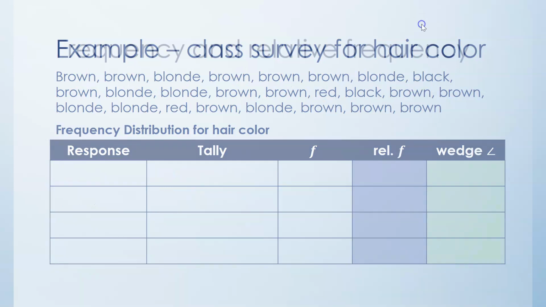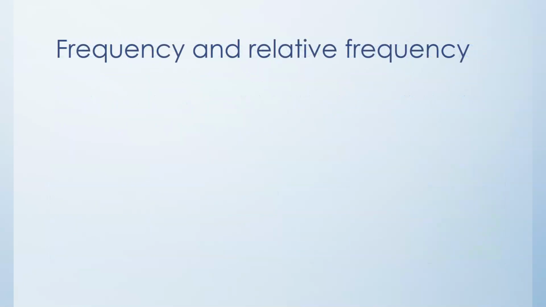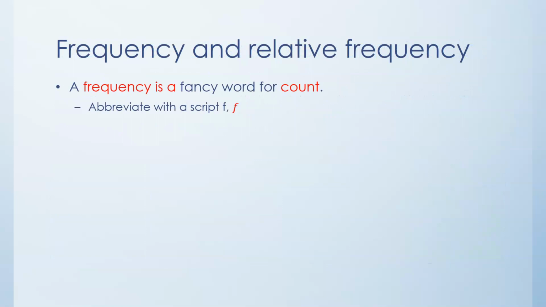Okay, I've gone through the list. Oops, let's go back here. The frequency is just the sum of all these tallies. So frequency, which is this script letter F, is just a fancy word for count. So there are 14 people with brown hair, 7 people with blonde, 2 with black, and 2 with red. Okay, we'll talk about these other 2 in a second. Let's move on. So as I said, frequency is a fancy word for count.